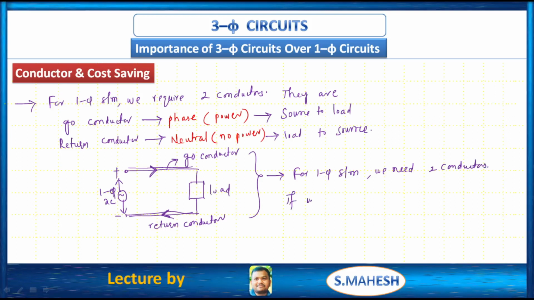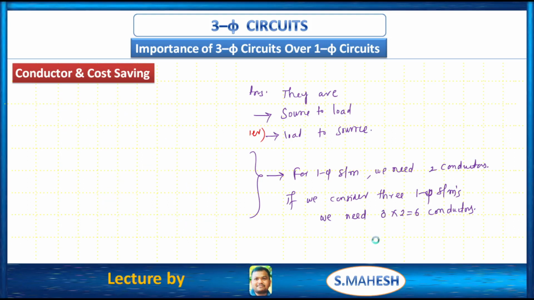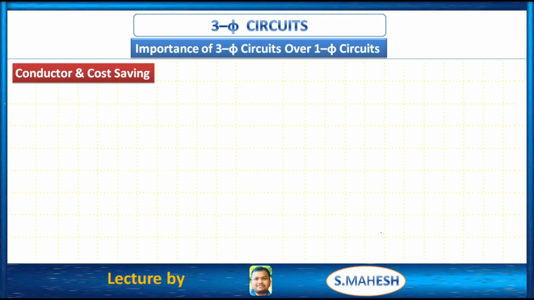If we consider three single phase systems, we need 3 into 2, 6 conductors, right? See, if we consider 3 single phase systems, we need 6 conductors. That is 3 go conductors, 3 return conductors. But when it comes to a 3 phase alternator or 3 phase generator, we are having 3 to 4 conductors.